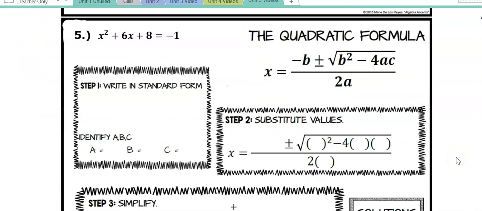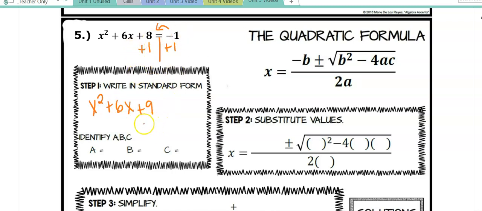Question number 5, okay? Example number 5. So the first thing I need to do is make sure it's set equal to 0. So I'm going to look over here. I need to move that minus 1 over to get rid of a minus 1. I do a plus 1, thinking ahead, and I'm going to line it up with the 8. So my standard form is going to be x squared plus 6x plus 9.